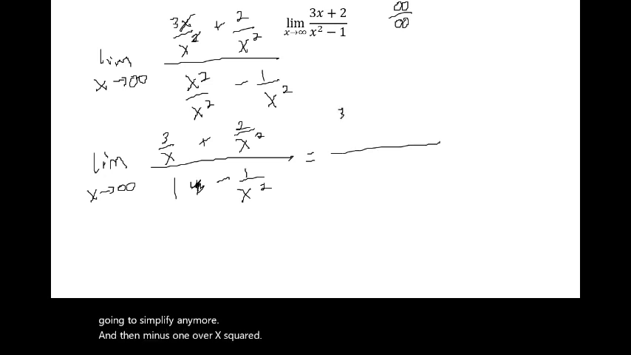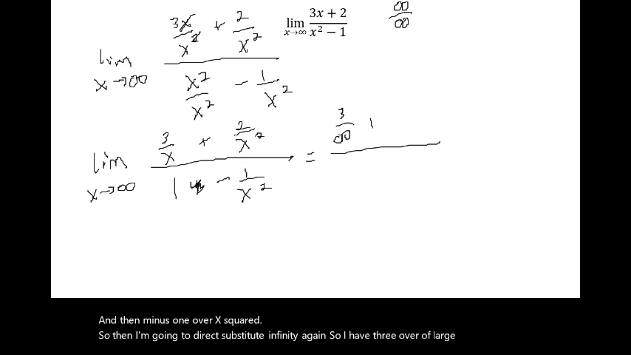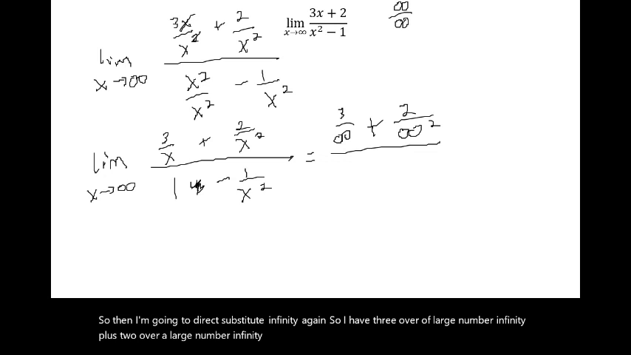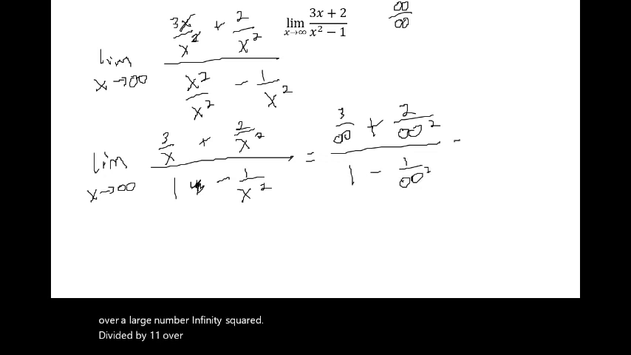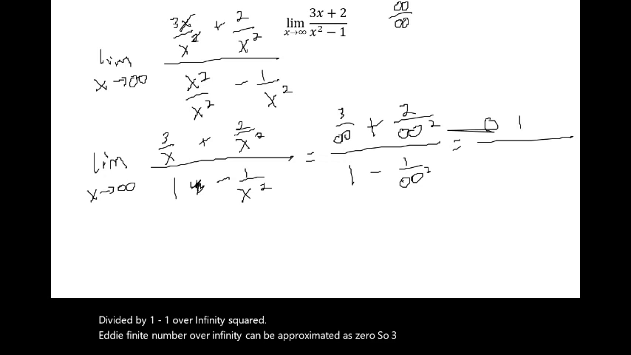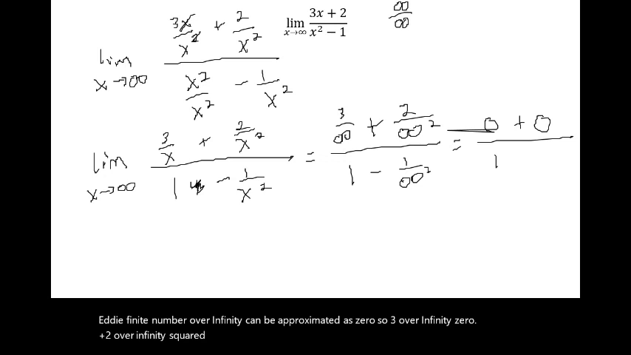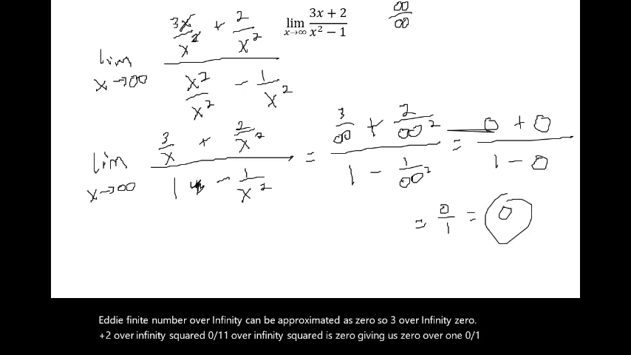So I have 3 over a large number, infinity, plus 2 over a large number, infinity, squared, divided by 1 minus 1 over infinity squared. Any finite number over infinity can be approximated as 0. So 3 over infinity, 0. Plus 2 over infinity squared, 0. Divided by 1 minus 1 over infinity squared, which is 0. Giving us 0 over 1. 0 divided by 1 is 0. So this limit came out to 0.